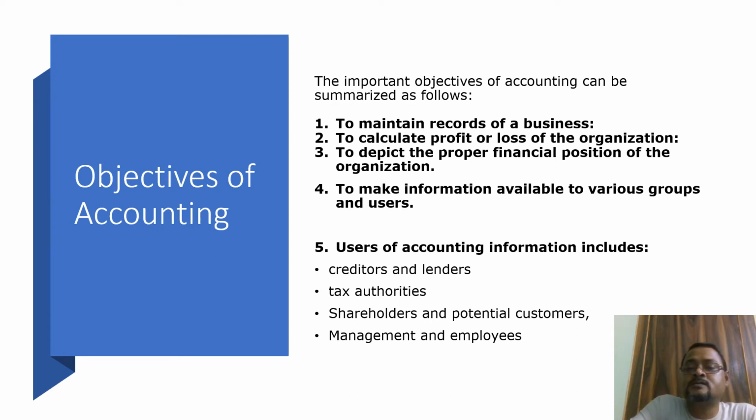Some of them are creditors and lenders. Creditors are those who have provided goods and services on credit. They need to know whether the business has been accumulating profits and cash to be able to pay. Tax authorities need to determine what the profit is so that they can levy a tax at the rates applicable for that year. Shareholders need to know whether the business is making profit or loss and whether the business will be able to pay a dividend at the end of the year.